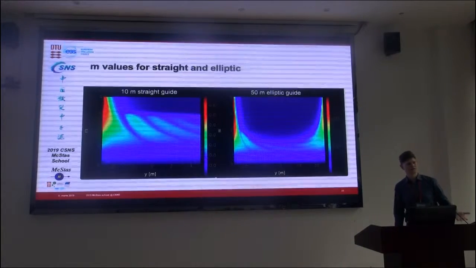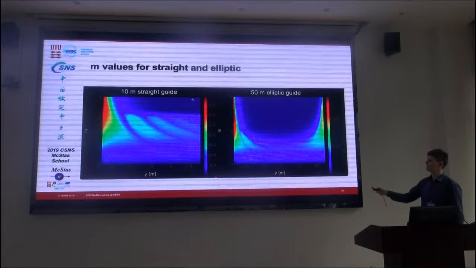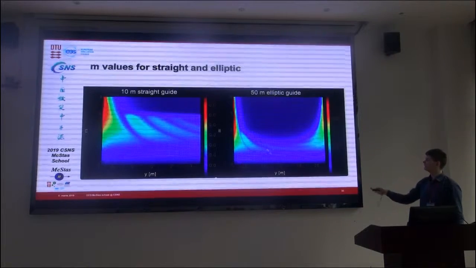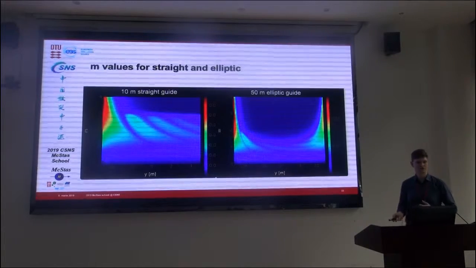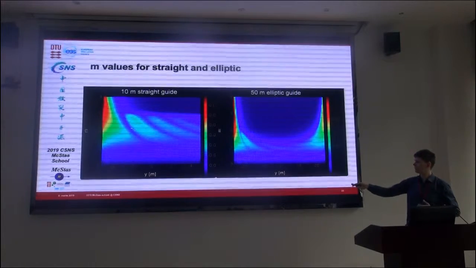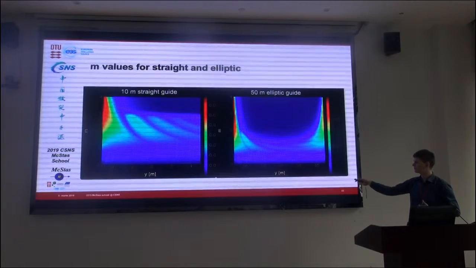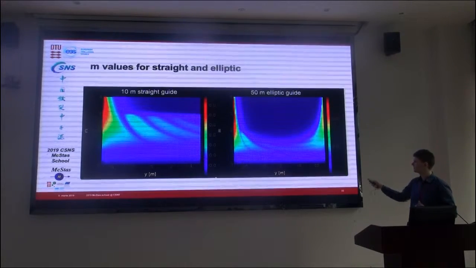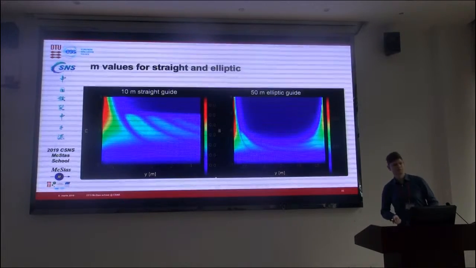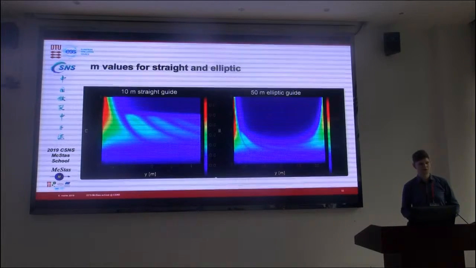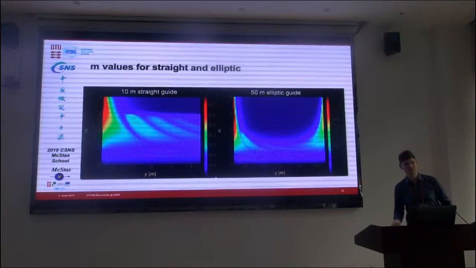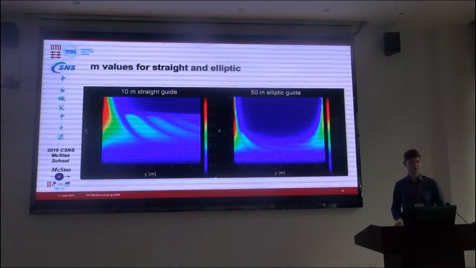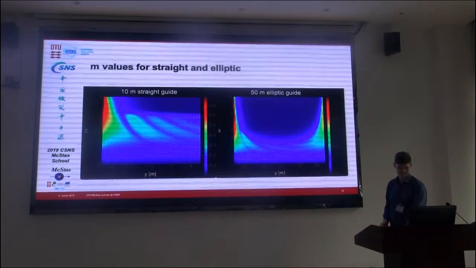And just for easy comparison, here is the 10 meter straight guide and the 50 meter elliptic guide, required M value as a function of distance. Both of them have these funny features that we have yet to fully understand. And this is probably because we haven't done this very long. It's not a component that is used very frequently, but as we can see here, it provides a lot of insight. So I really recommend that you do.